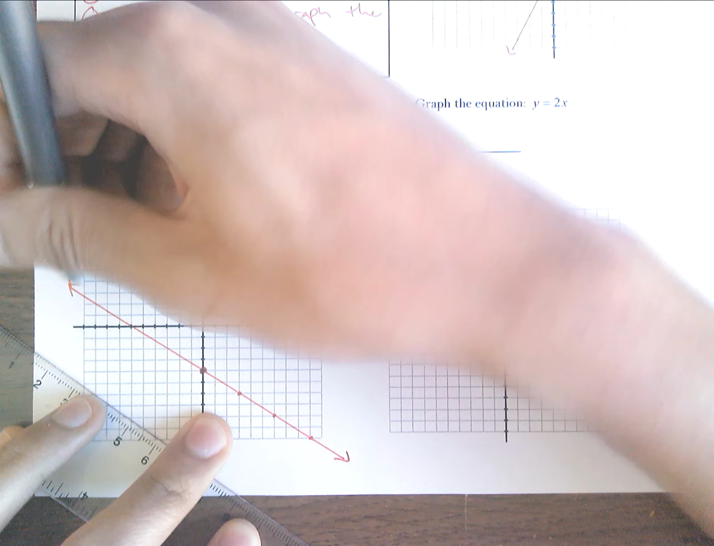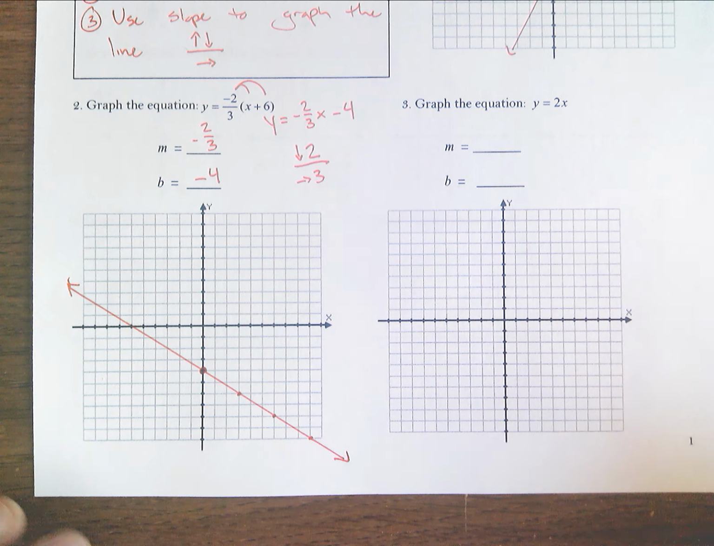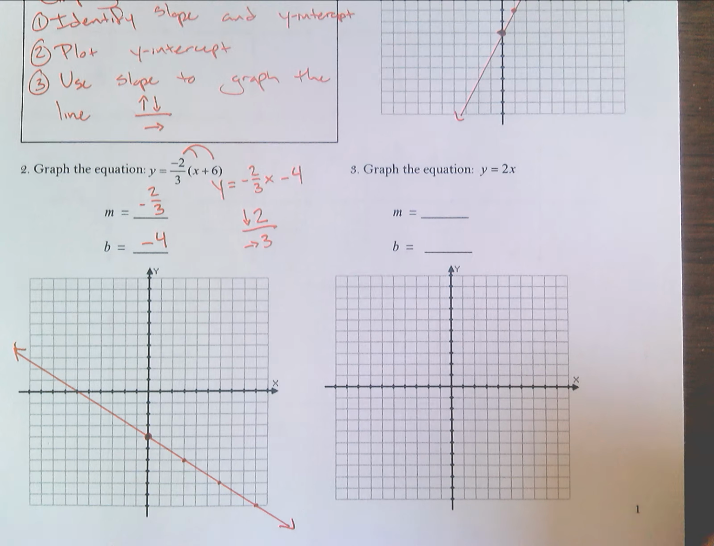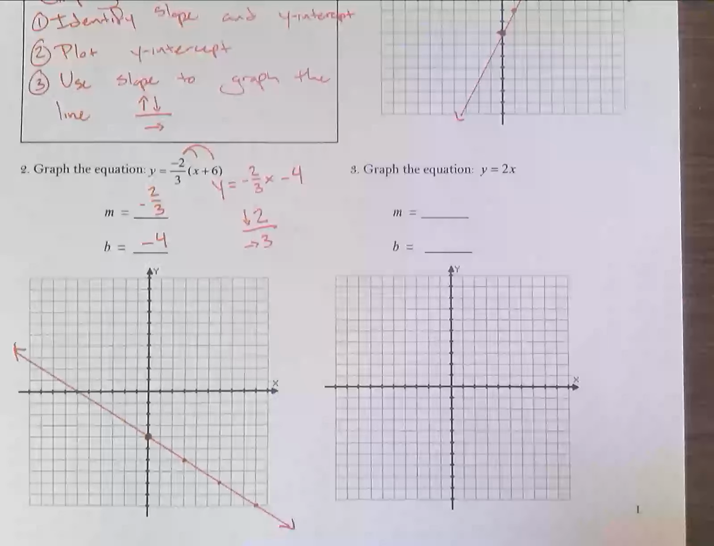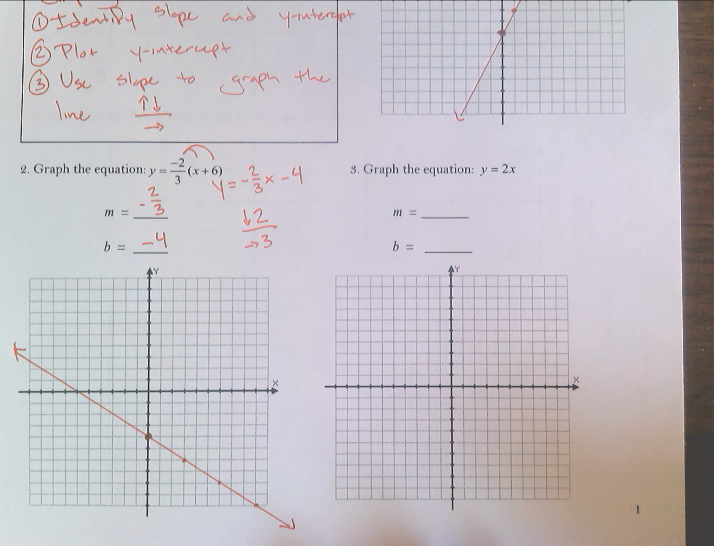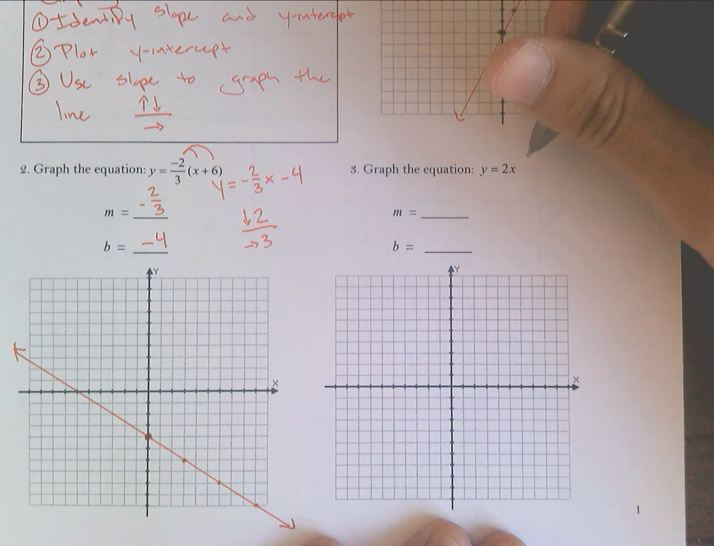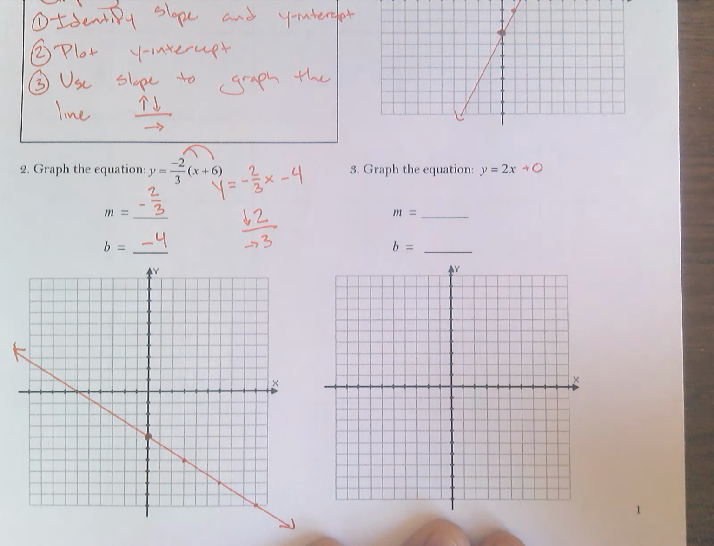And draw on those arrowheads. Let's try another example. Here we have y equals 2x. Well, is this in slope-intercept form? y equals mx plus b. Well, right now it's just 2x. Is there a y-intercept? There is, it's just not written. So if it's not written, you can always assume that it's plus 0. So now this is in slope-intercept form.